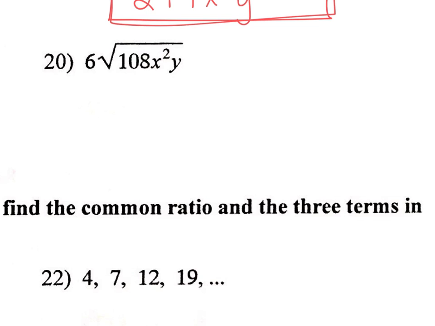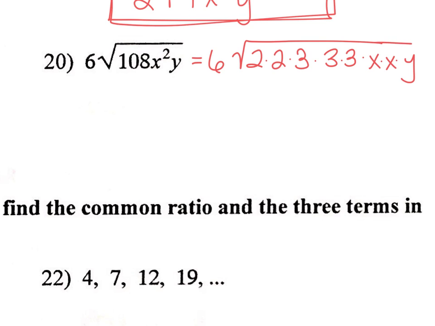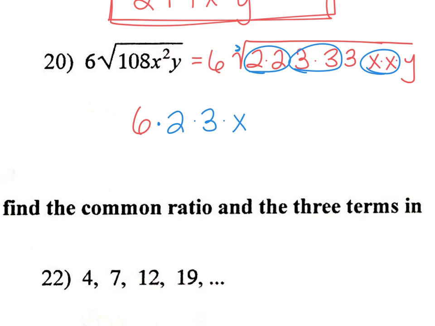All right, this question is a little bit different because I've already got a number on the outside, so I'm going to leave that number out there, and then I'm going to break down my 108 as if I didn't know anything about that number, which is going to give me 2 times 2 times 3 times 3 times 3 times x times y. And then square root, because there's no numbers, so we're looking for groups of 2. All right, so the 6 is still out there, but I'm also going to bring out a 2, a 3, and an x. And then I'm going to be left with the cube root of 3y on the inside.